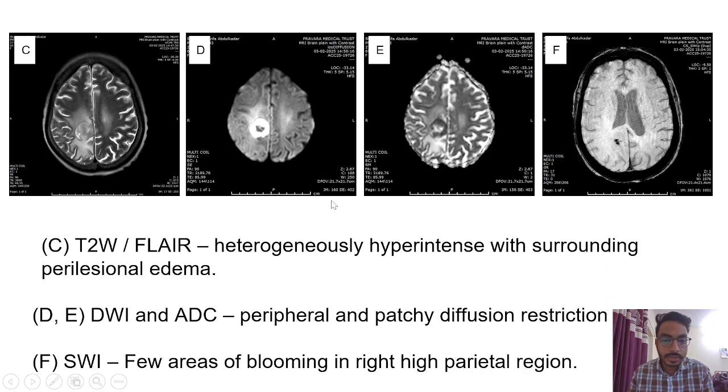T2 FLAIR shows a heterogeneously hyperintense lesion with surrounding perilesional edema. On diffusion and ADC, we had peripheral and patchy diffusion restriction, and a few areas of blooming were noted in the right high parietal region on SWI, susceptibility weighted imaging.